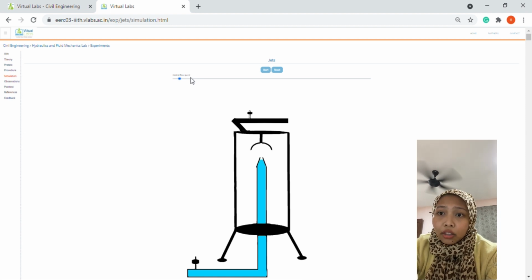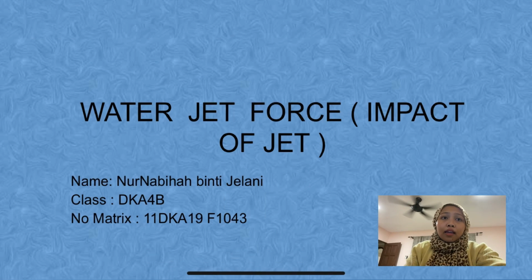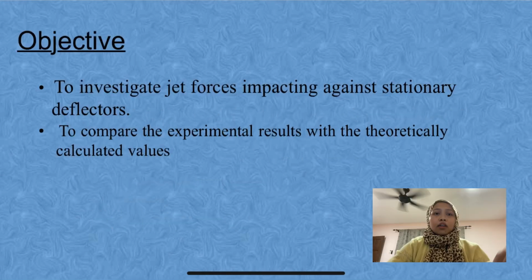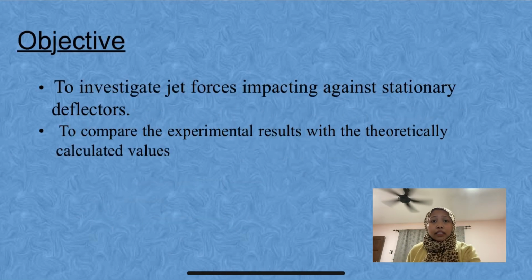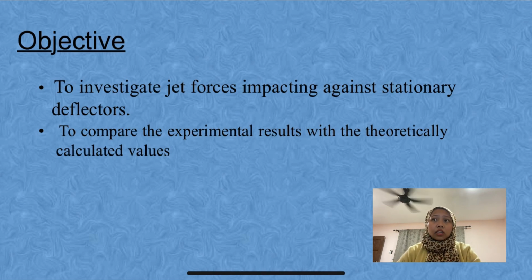Sixth, click or tap on the reset button to restart the experiment afresh with empty apparatus. This experiment is about the impact of a water jet force. Okay. The objective is to investigate the jet force impacting against a stationary deflector. Next, the objective is to compare the experimental result with the theoretically calculated value.